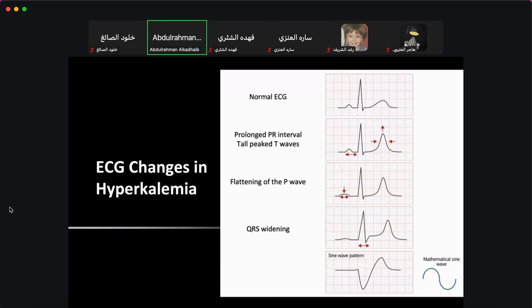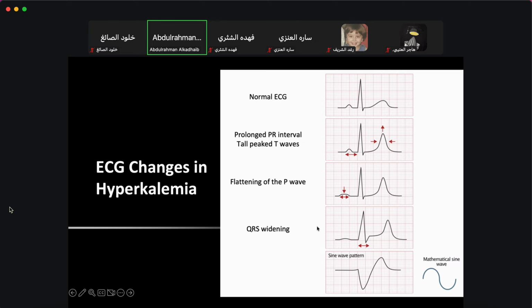So this slide just again summarizes the changes we talked about. The hyperkalemia again will cause tall or peaked T wave and flattening of the P wave as well, and in very severe cases, QRS widening. And in very severe cases, we may see the sine wave, which usually looks like the mathematical sine wave. And this is a very deadly finding or rhythm. Once we see this, usually we anticipate possible cardiac arrest in those patients.